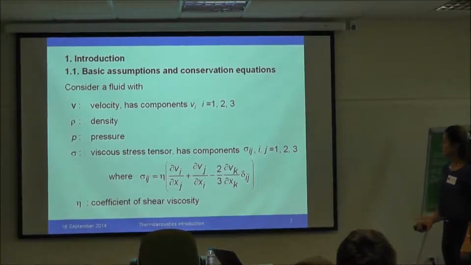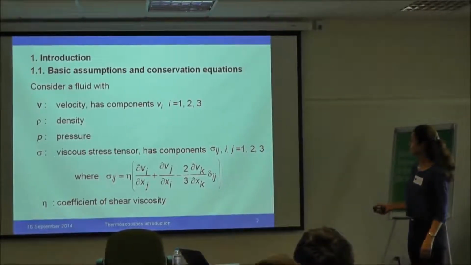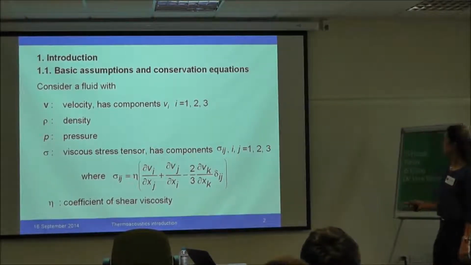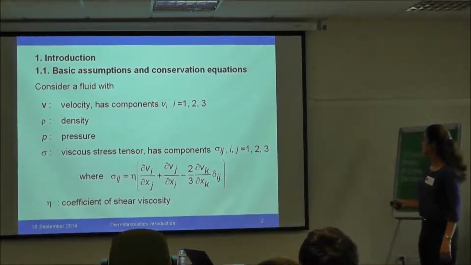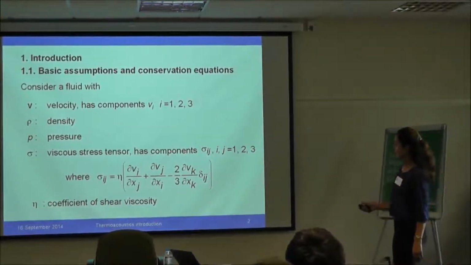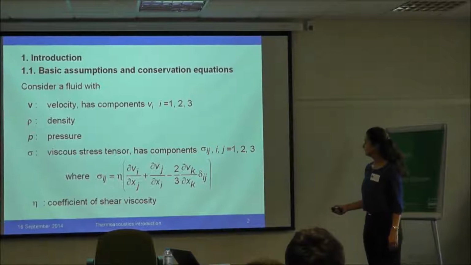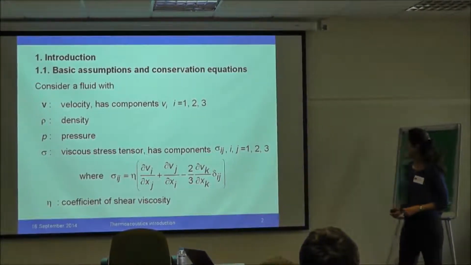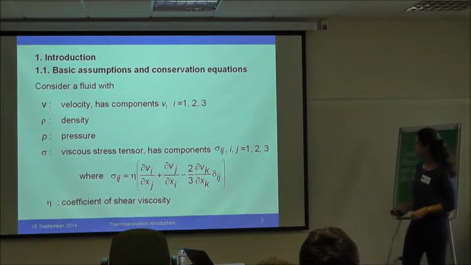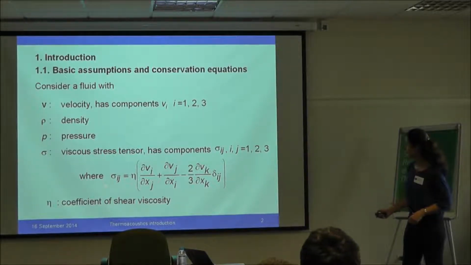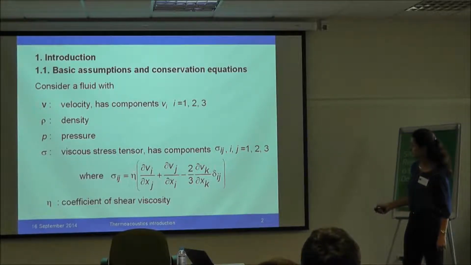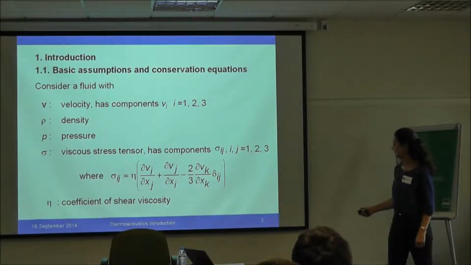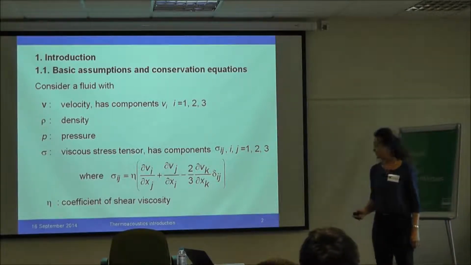So we consider a fluid flowing with some velocity vector v, and that has in 3 dimensions 3 components, v1, v2, v3. Our fluid has density rho, pressure p, and we also have a viscous stress tensor sigma, which is a tensor with components sigma ij, and these sigma ij's depend on the coefficient of shear viscosity, which is this eta here, and on these gradients of the velocity components.